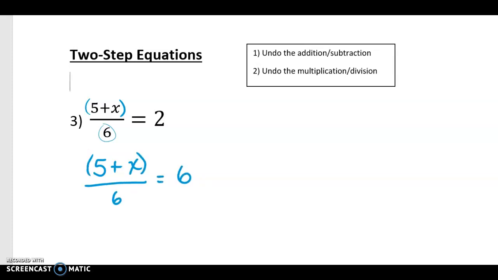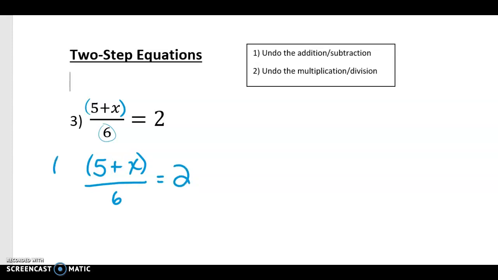We're going to put our grouping symbol automatically over this. And I'm going to multiply each side. I see I made an error; this should be a 2 instead of a 6 here. Let me fix that.